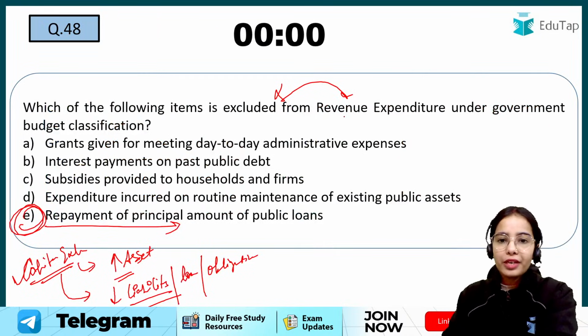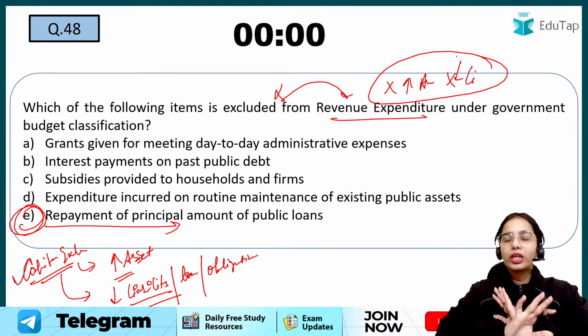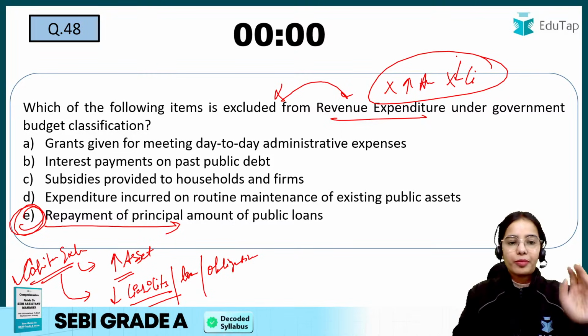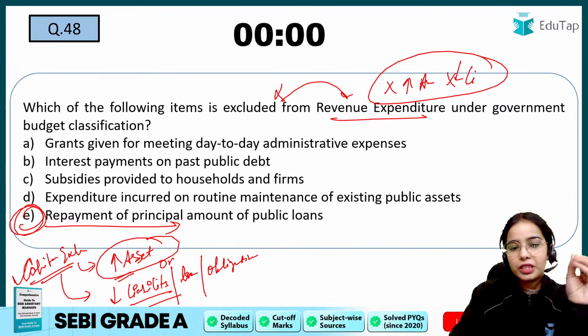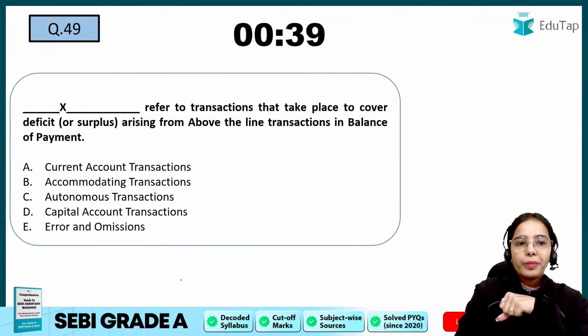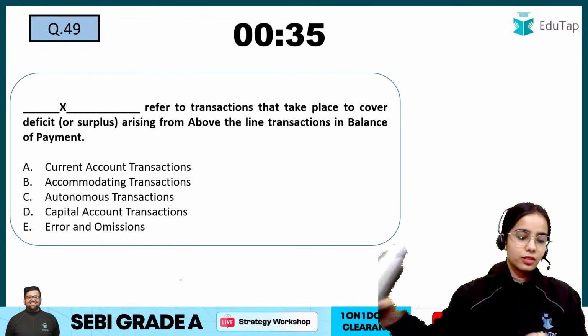While revenue expenditure does not increase the asset, it does not reduce the liability of the government. The government is spending but not increasing the asset, not decreasing the liability. But capital expenditure increases the asset or reduces the liability. Now coming to the last second question, try to answer this question, a very direct question. Try to answer this.